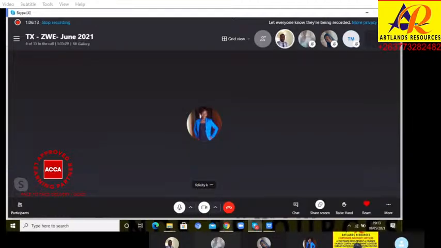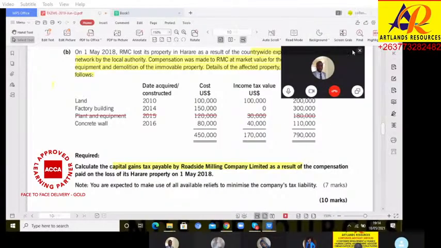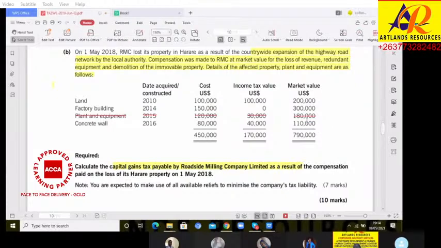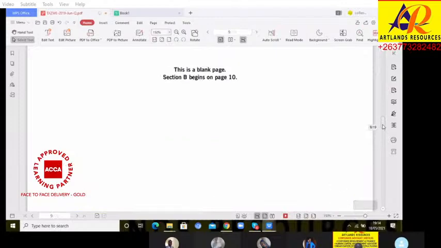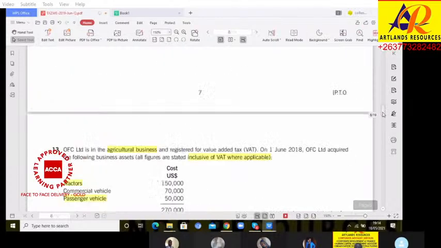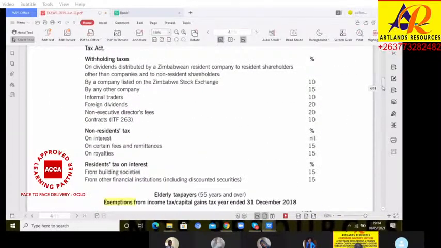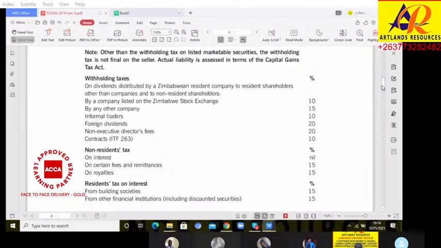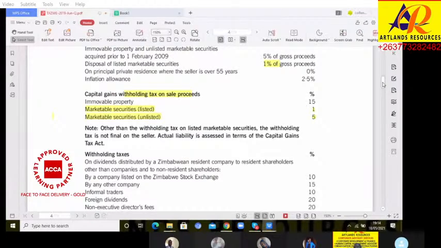We have 790 minus the market value of plant and equipment. Exactly. Why do we go to 790 minus the market value of plant and equipment? One more plan, 5%. Imagine this time, withholding tax. Yes. Why is it 790 minus 180?